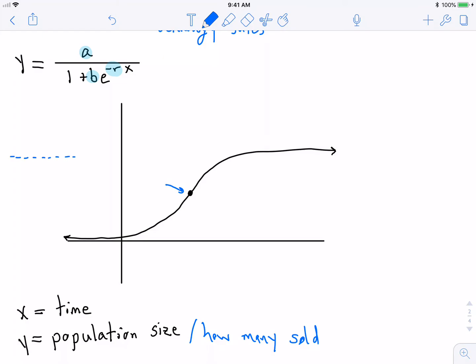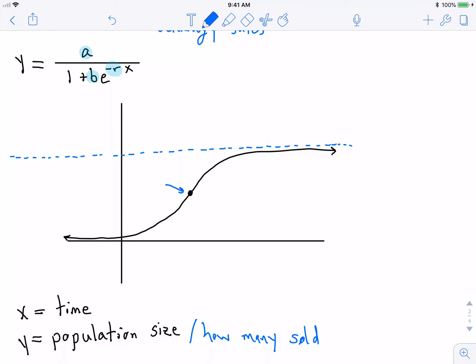These functions normally reach a nice horizontal asymptote here that limits the total size of the population. Or again, if we're talking about technology sales, it limits the maximum amount of sales possible, which maybe it'll grow past there a little bit, but we can always use the entire human population to be our horizontal asymptote, and we can never sell more products than that.